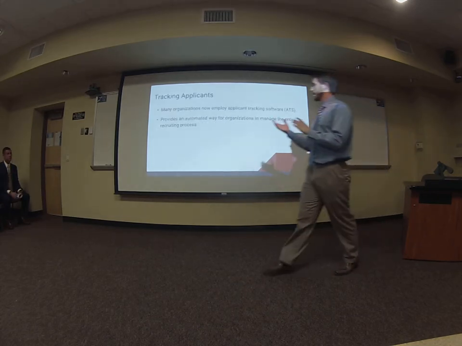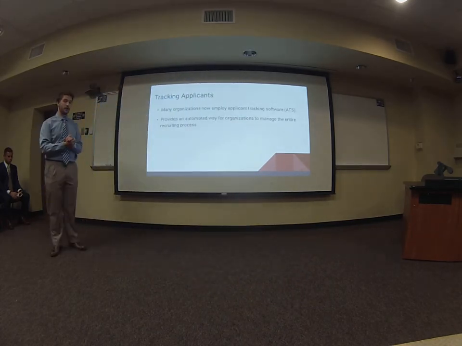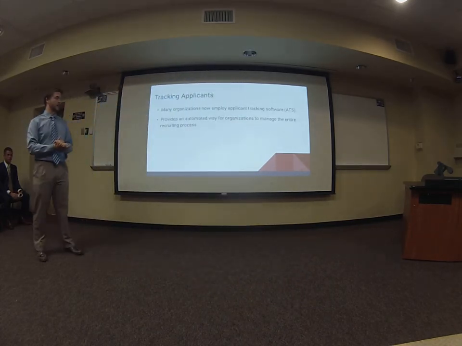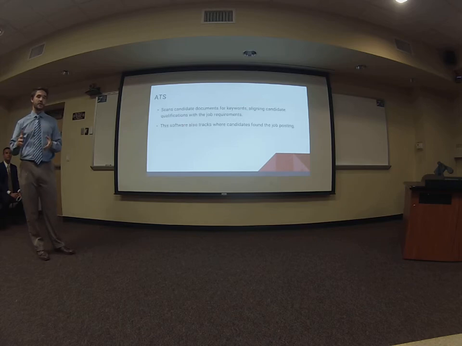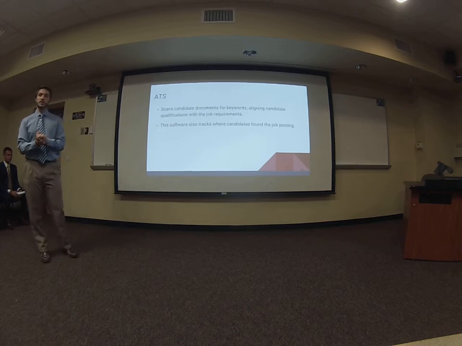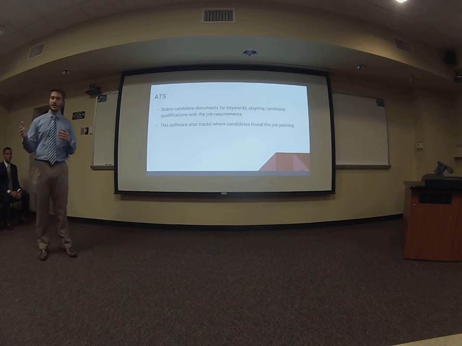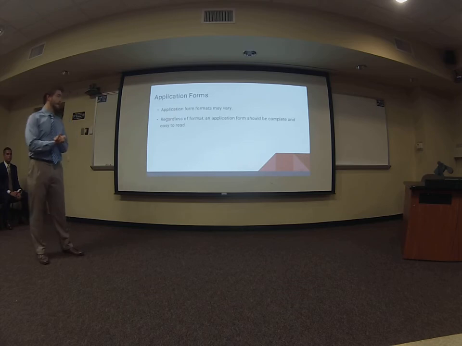Tracking applicants. Many organizations now employ applicant tracking software, ATS. This provides an automated way for organizations to manage the entire recruiting process, from screening to hiring. Big or small companies can do it, depending on what they need. The ATS scans candidate documents for keywords, aligning candidate qualifications with job requirements. They can go into the software and type a qualification that they're looking for and find it quickly rather than going through manually.